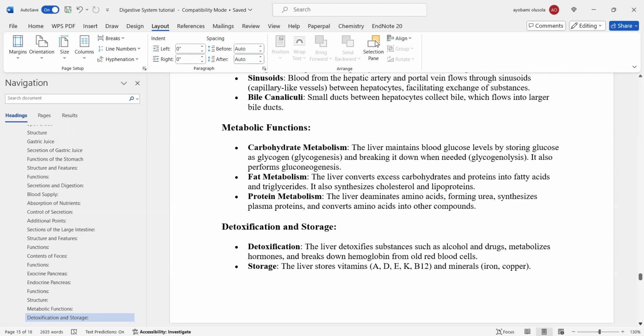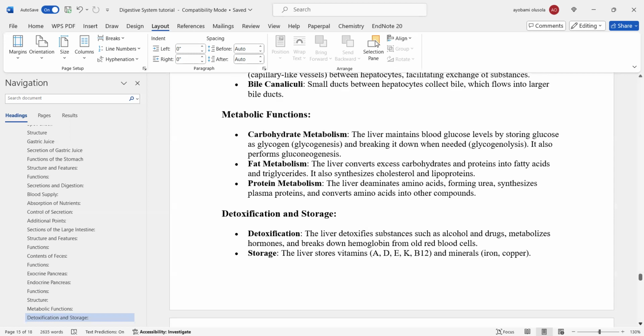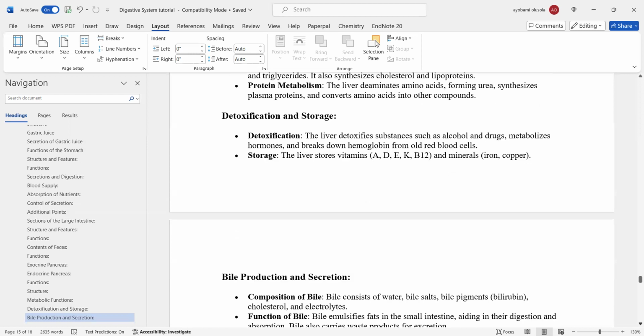cholesterol and lipoprotein. So that's why if you eat in excess of what you should eat, you get fat. Okay. Protein metabolism. The liver deaminates amino acids to form urea, and it synthesizes plasma proteins and converts amino acids into other compounds. So the liver detoxifies substances such as alcohol, and that's why alcohol can damage the liver when it is in excess. It also detoxifies drugs. Okay. Then the liver metabolizes hormones and breaks down hemoglobin from old red blood cells.